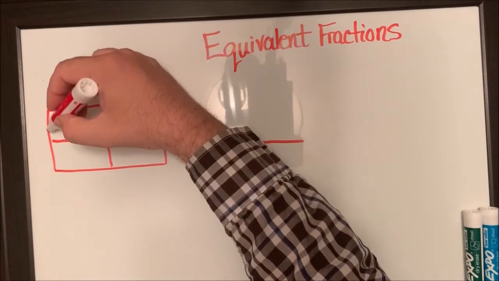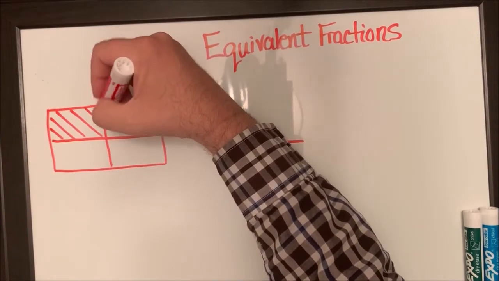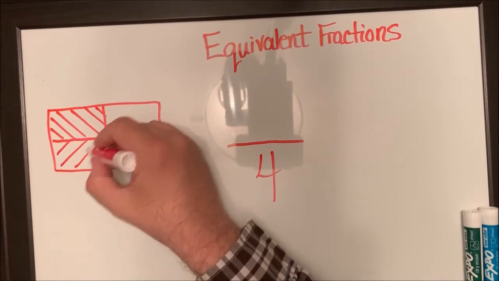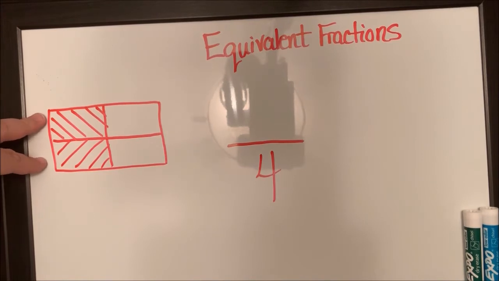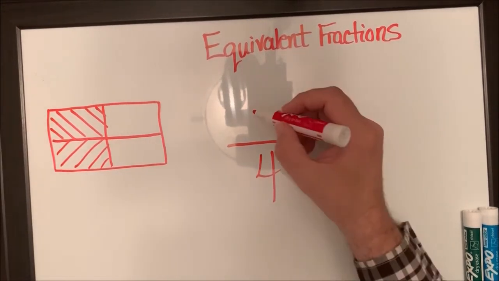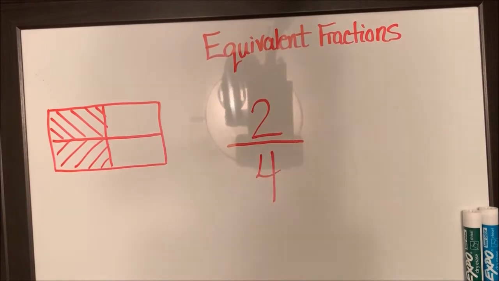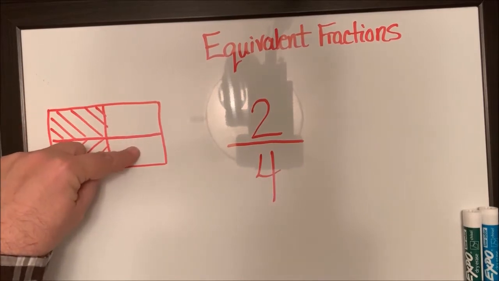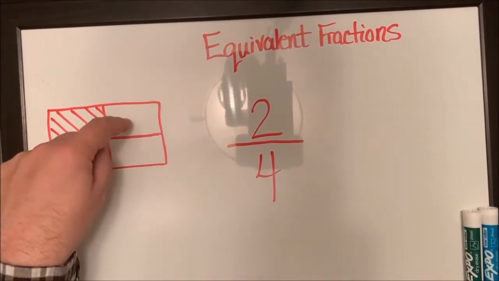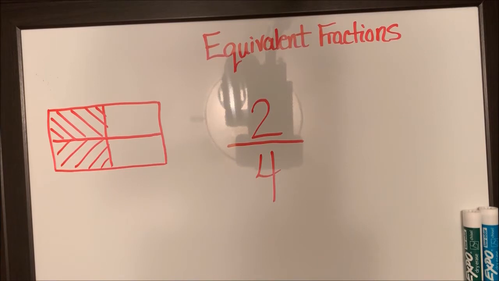If I ate 2 of those slices, I'm referring to these 2 equal slices that I ate, so I'm going to put the number 2 on top. Now, if I asked you what fraction of the pizza did I not eat, now I'm referring to these 2 slices, the fraction would stay the same. It would be 2 quarters. Okay, so I ate 2 quarters of the pizza, and I did not eat 2 quarters of the pizza.